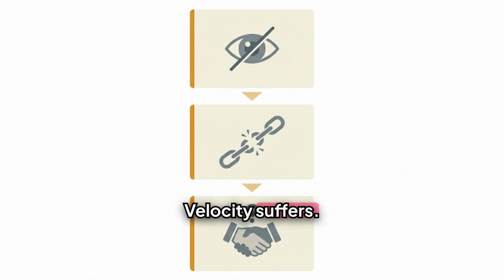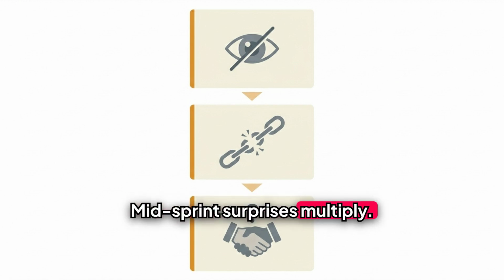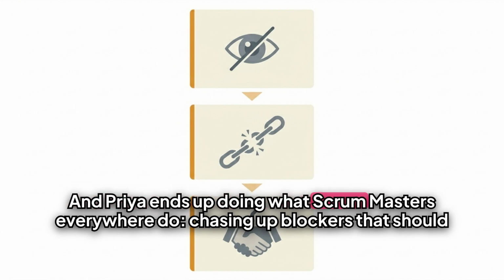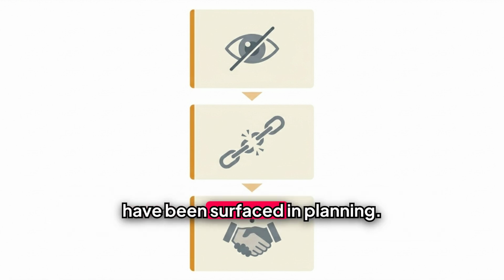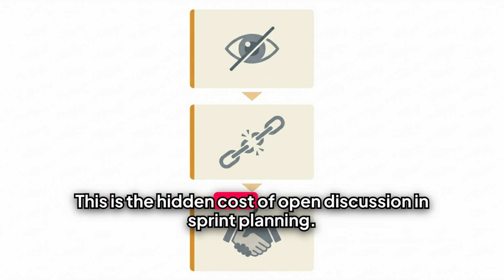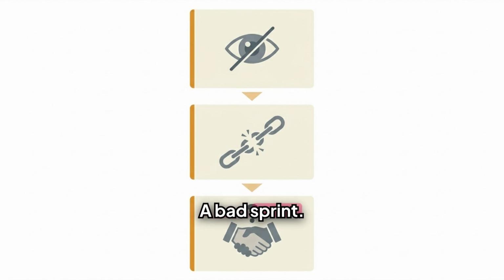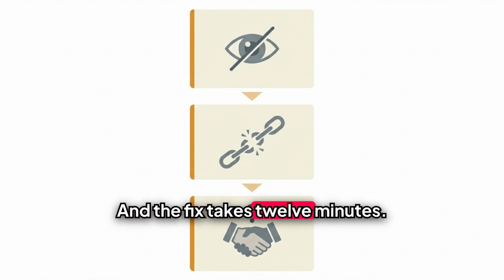Velocity suffers. Mid-sprint, surprises multiply. And Priya ends up doing what Scrum masters everywhere do, chasing up blockers that should have been surfaced in planning. This is the hidden cost of open discussion in sprint planning, not a bad meeting, a bad sprint. And the fix takes 12 minutes.